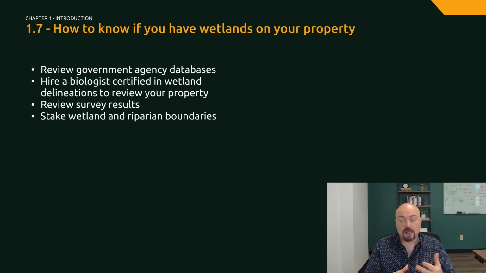next step is to hire a biologist certified in wetland delineations to review your property and determine where that line is. A preliminary assessment can be done more quickly than a wetland delineation, which is more technical and time-consuming. So maybe having a biologist come out to your property for a few minutes to take a look around might really help you steer your project in the right direction.